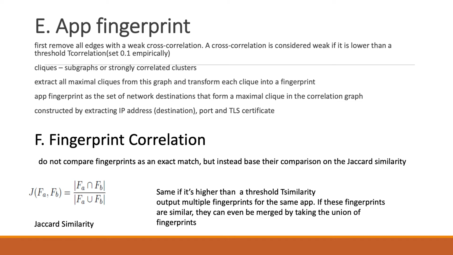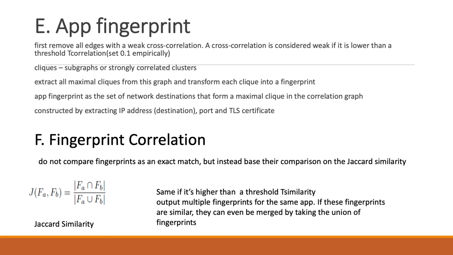Then for generating the fingerprint, they remove all the edges which have a weak correlation, and there is a parameter that is T correlation. It is about 0.1. So if it is lesser than that, it is classified as weak and it is removed. Then cliques refer to the strong edges or the strongly correlated clusters, and then you extract the IP address, port, and TLS certificate. Finally, you have fingerprint correlation.